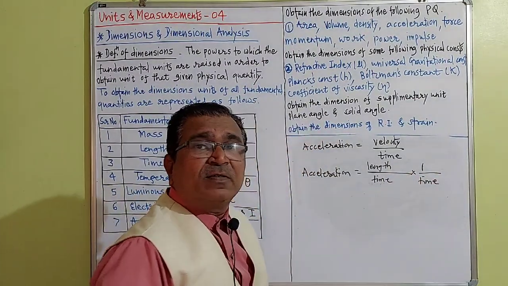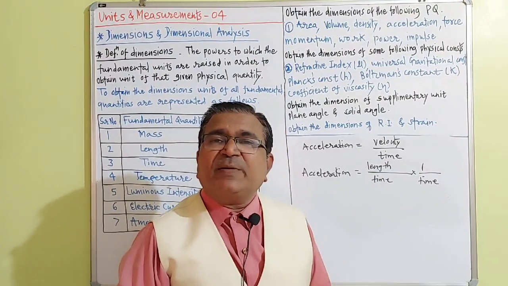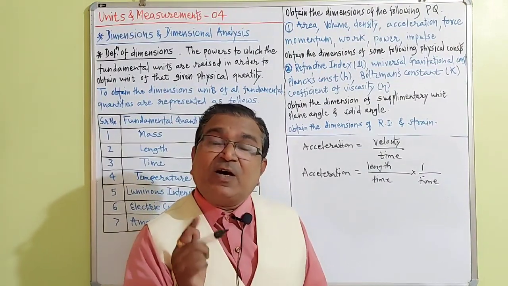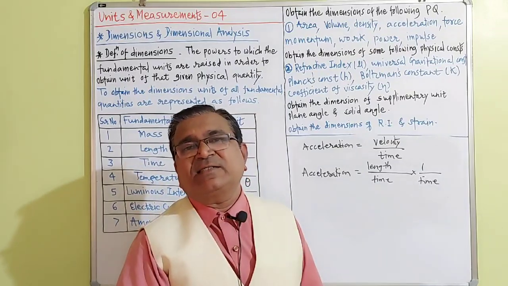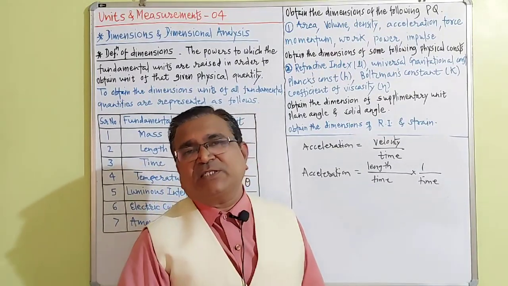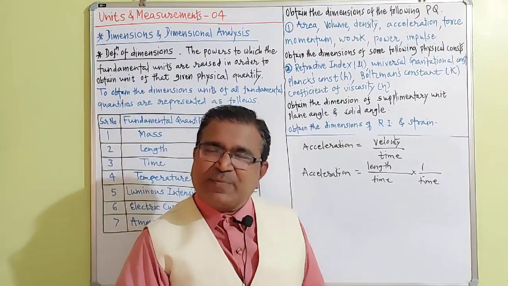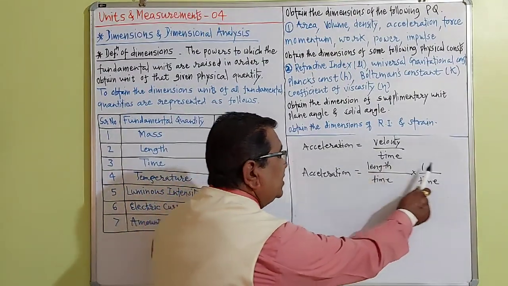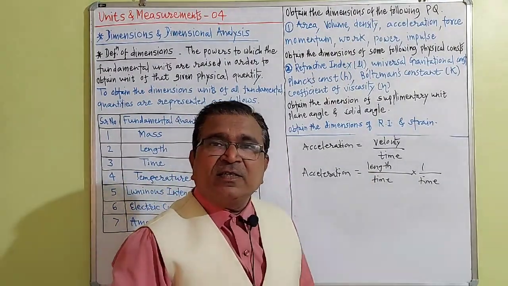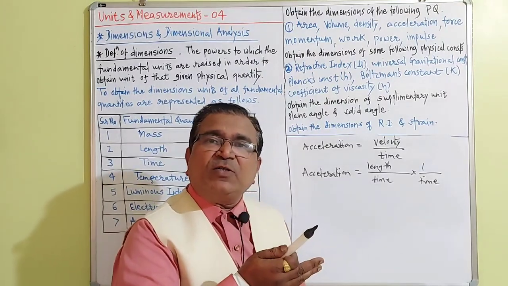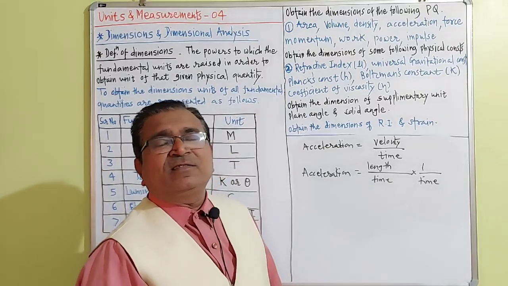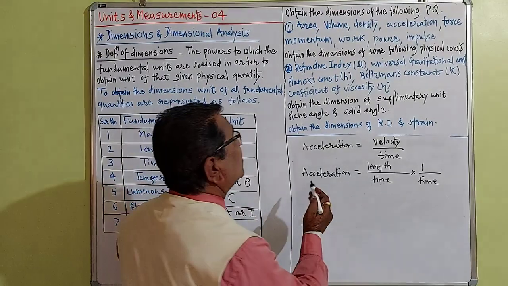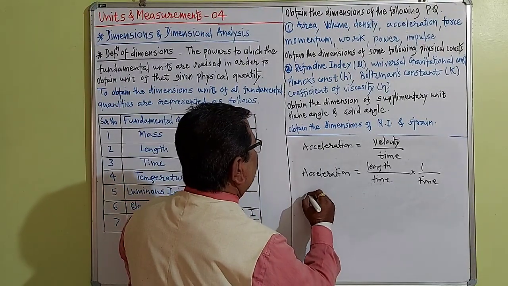Look at the formula. All the quantities become fundamental, and now the powers to which the fundamental units are raised in order to obtain the unit of that physical quantity. That is the definition of dimension: all the quantities are now fundamental, and we put that fundamental quantity in terms of unit and their power. Their power suggests the dimension of acceleration. So you will write like this.